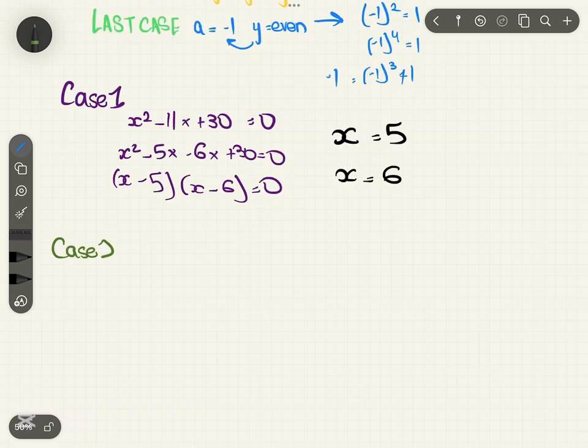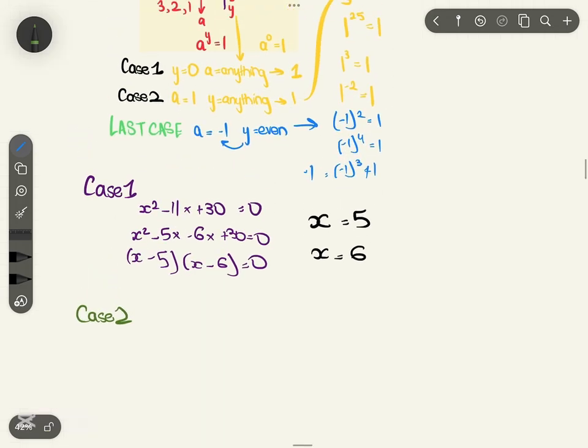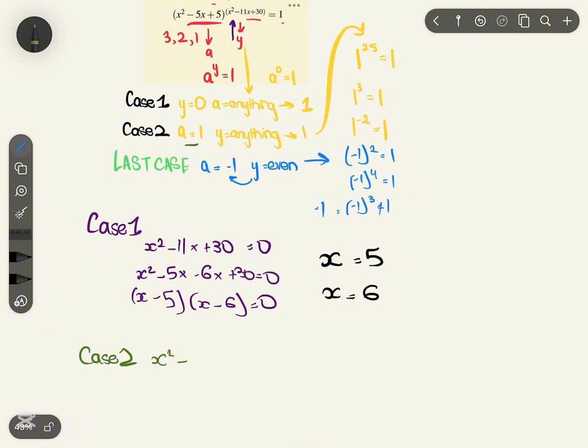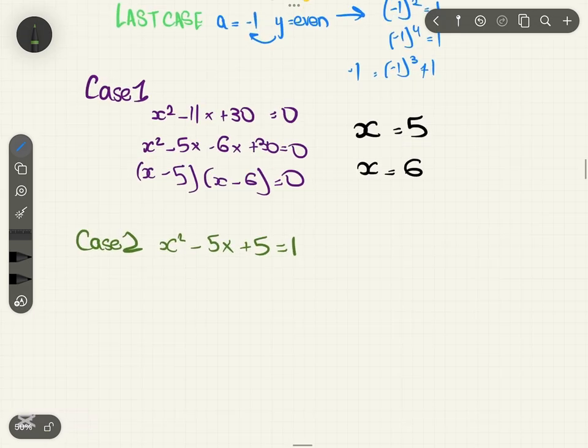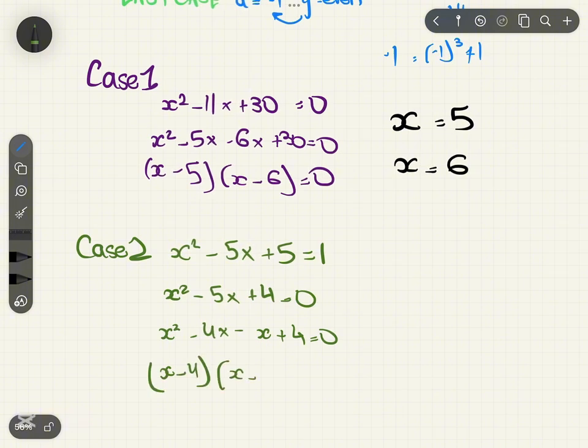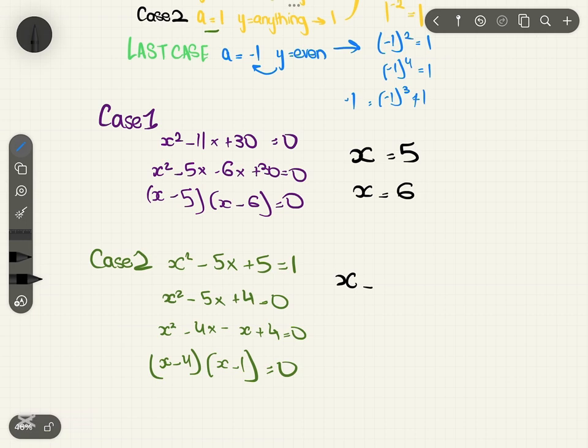Now for case 2, what case 2 basically states is that a would have to be 1 and y could be anything. So let's take the expression that we set as a, which is x squared minus 5x plus 5, and put it equal to 1. And now let's solve for the values of x that make the value of a equal to 1. So we subtract 1 from both sides to get x squared minus 5x plus 4. Then by middle term breaking, x squared minus 4x minus x plus 4 is equal to 0. And when we factorize this, we get (x minus 4) times (x minus 1) is equal to 0. Thus the solutions we get from this are x is equal to 4 and x is equal to 1.